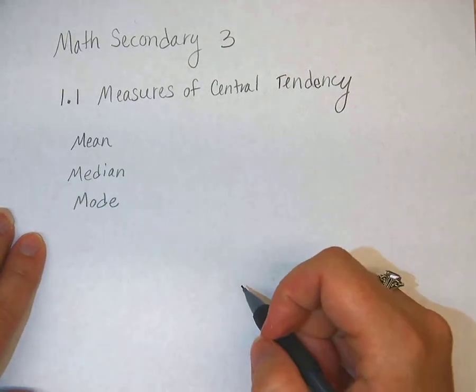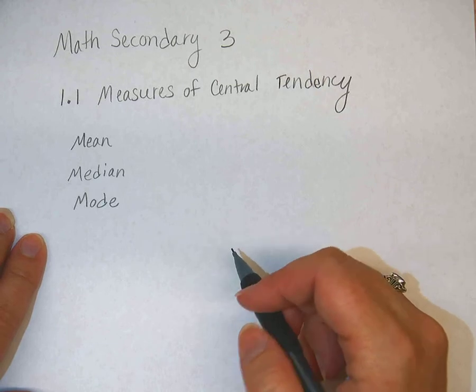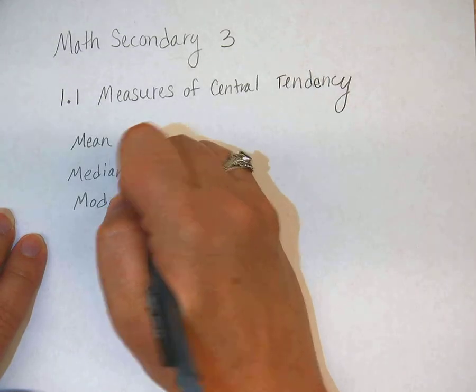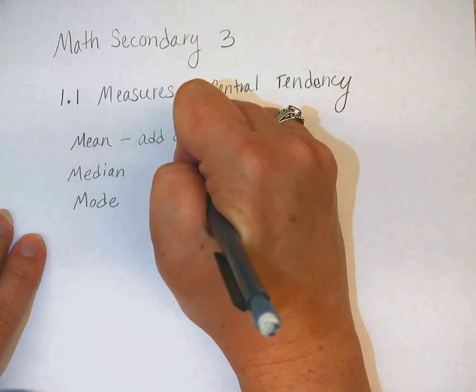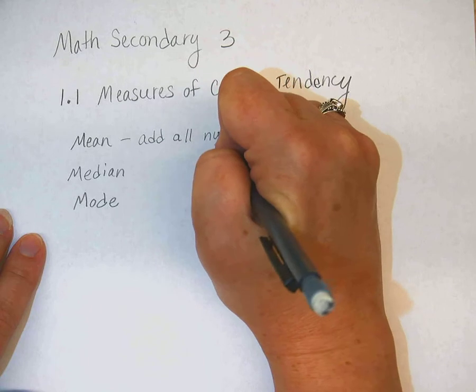The mean of a set of data is the average. So to find the mean, we add all of the numbers together and divide by how many there are.